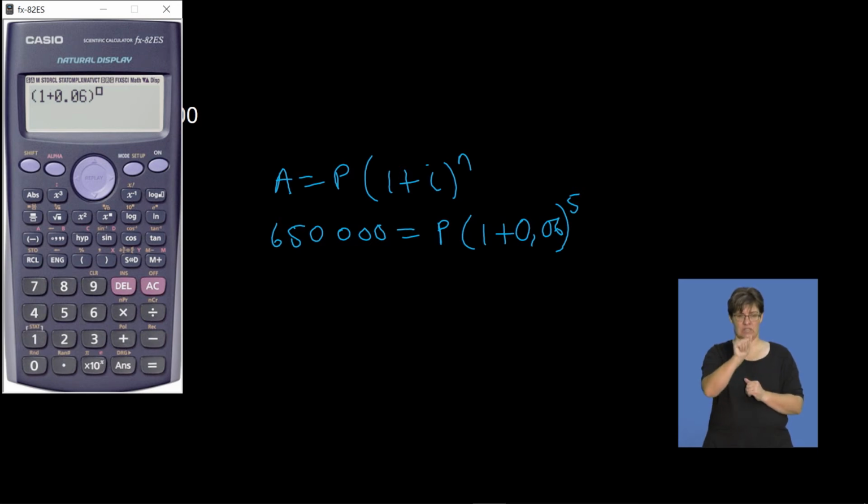1.06 to the exponent of 5, and that's a very long decimal, you see. So if you were writing down your answers as you're calculating, one will be tempted to write this as 1.34, which will then make your final answer incorrect. So please try by all means to run away from rounding off until you get to the final answer. So 650,000, I'm just going to say divide by answer.